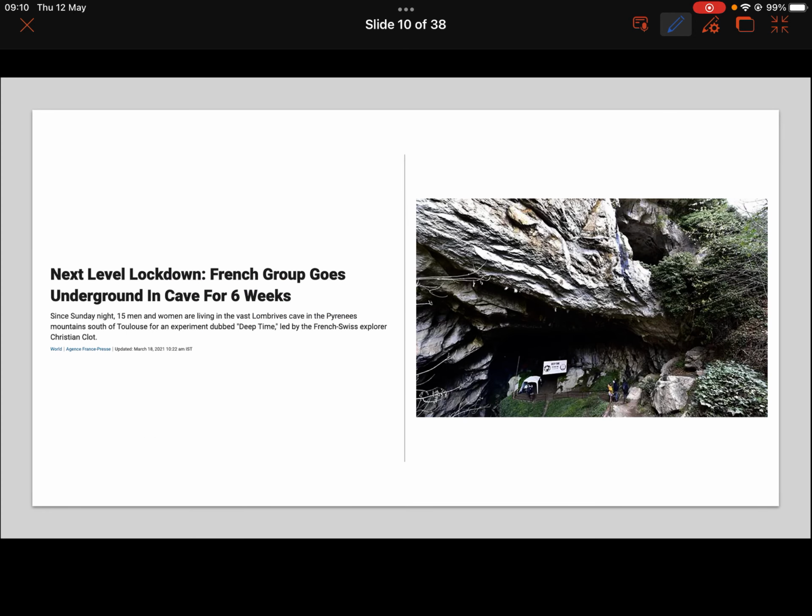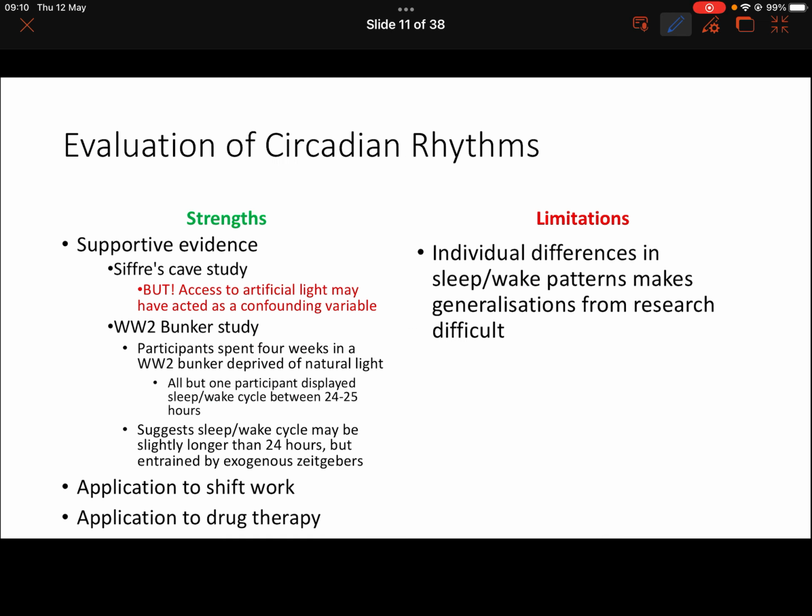Interestingly, just last year, 2021, they completed another study of this type. So they sent 15 men and women into the caves in the Pyrenees Mountains near Toulouse for 40 days to test the effects of deep time, which is quite a cool sounding study, I think. So the findings are yet to be published, but you can read a little bit more about it in a less formal sense online.